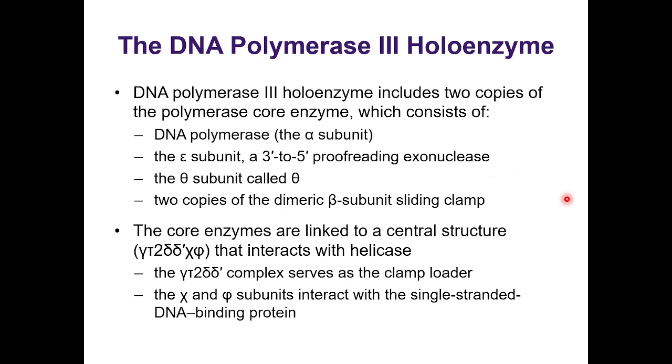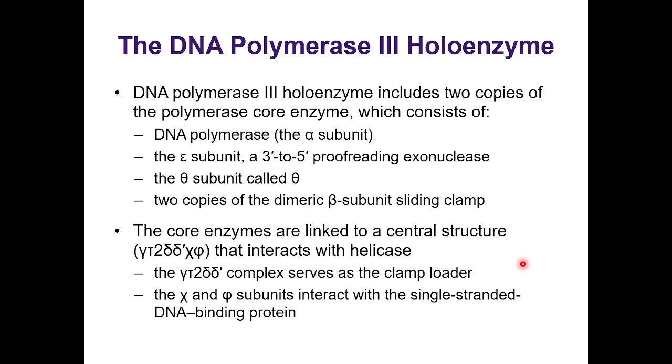So the DNA polymerase 3 holoenzyme is going to include 2 copies of your polymerase core enzyme. This is going to consist of the DNA polymerase, that's the alpha subunit, the epsilon subunit, which is the 3' to 5' proofreading exonuclease, the omega subunit. The 2 copies of the dimeric beta subunit, this is going to be your sliding clamp.